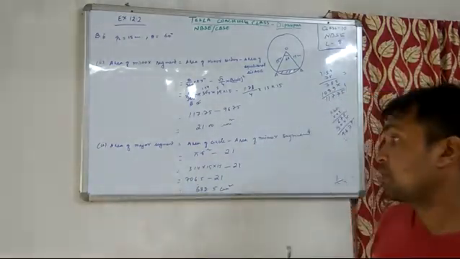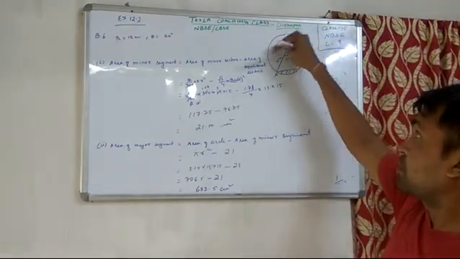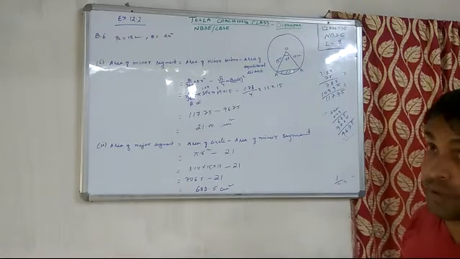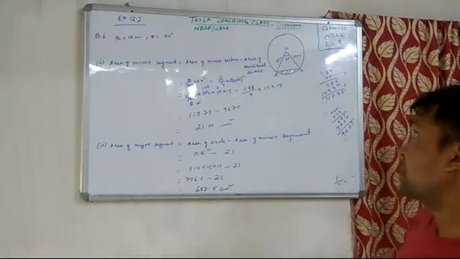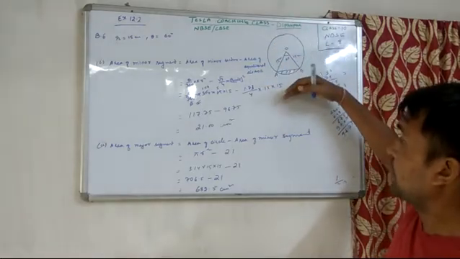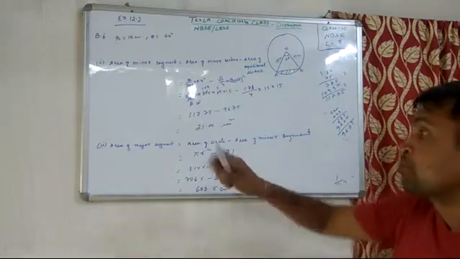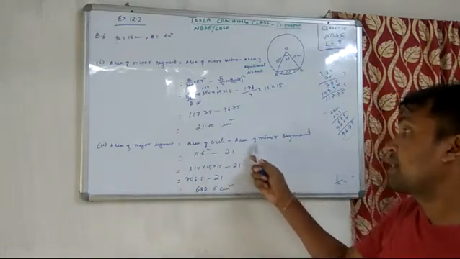Now area of the major segment. Area of the major segment will be what? The whole major segment is this portion, the left out portion, so you call it the area of the major segment. So how to find it out? Area of the major segment is area of a circle minus area of minor segment. If you subtract the minor segment, whatever is left, that is the major segment.